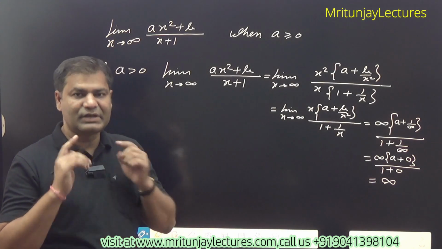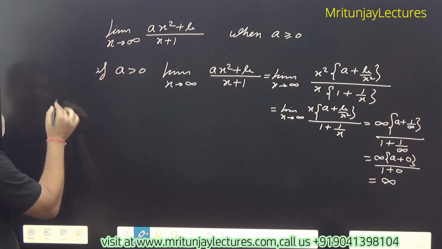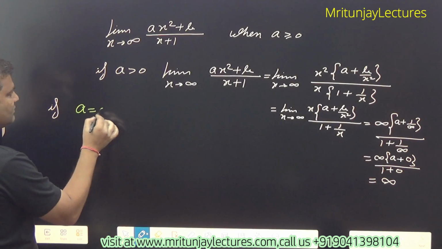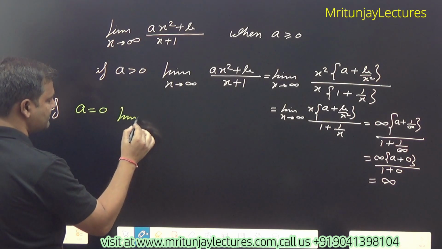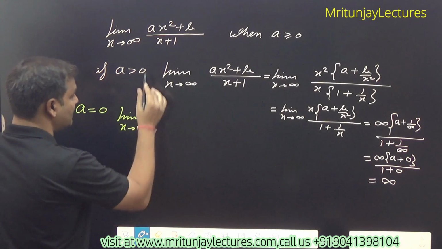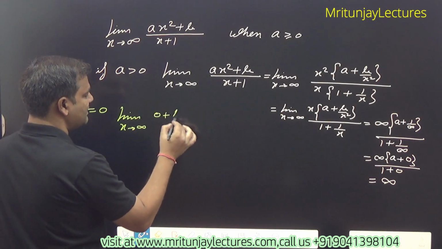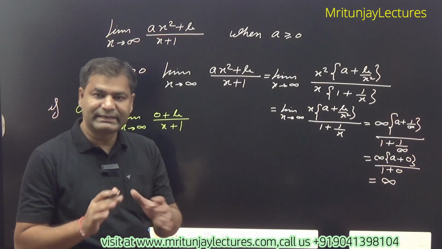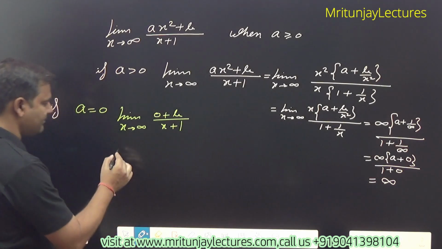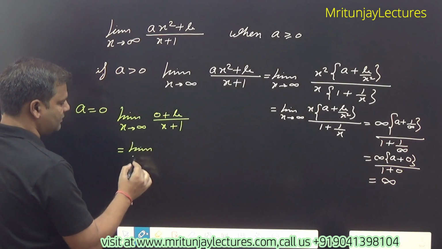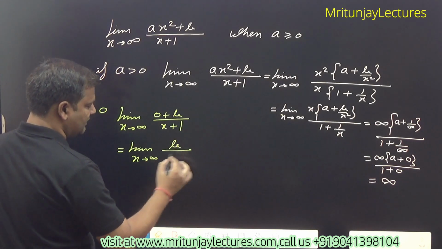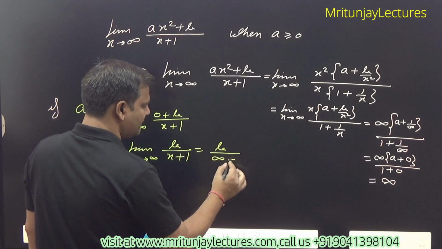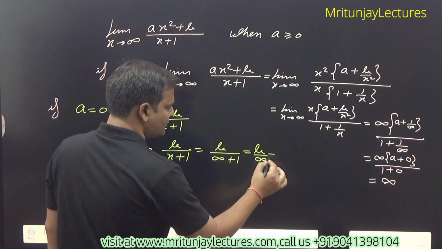But in case a is equal to 0, then as x tends to infinity, the expression is 0 plus b divided by x plus 1. Put x equal to infinity, so b divided by infinity plus 1, so b by infinity. So what is that value?